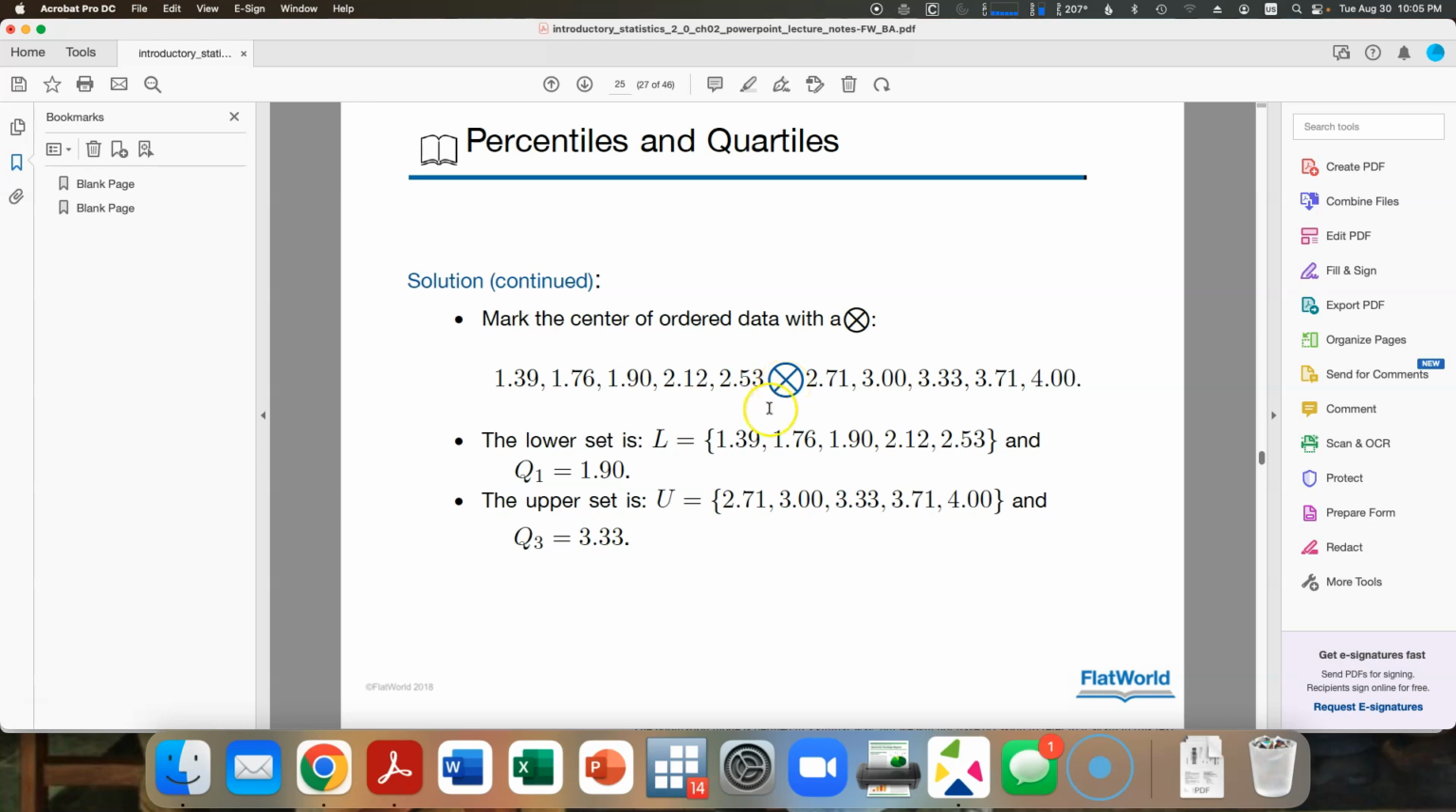And then we have a lower set of the data from 1.39 to 2.53. And then the upper set of the data from beyond this point, 2.71 to 4.0. And then we find the middle value of that, and that would be 1.9 and 3.3. So now we have an idea of our quartile 1. We know our quartile 2 because it's right here. Right? It was that middle number we found, or the average of the two, if it's an even number of observations. And then for quartile 3, got it right here.